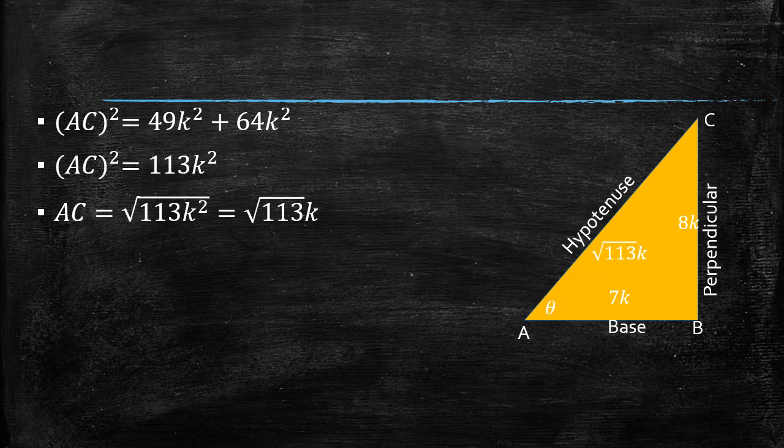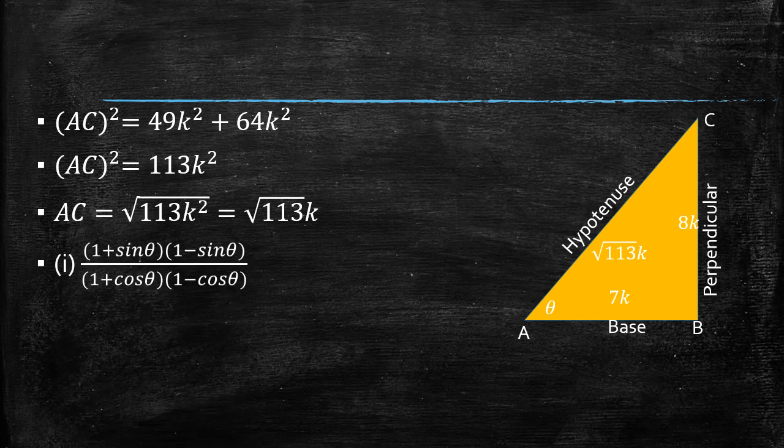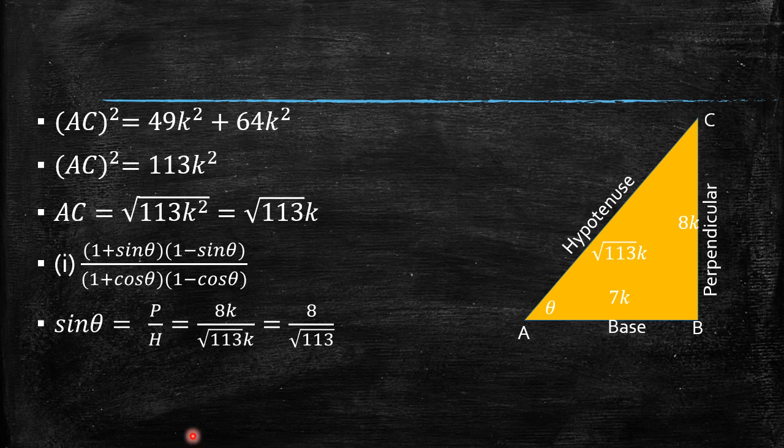So we can now find any of the 6 ratios. Here in the first expression, we have to find (1 plus sin theta)(1 minus sin theta) upon (1 plus cos theta)(1 minus cos theta). So we will find the value of sin theta and cos theta. Sin theta is perpendicular upon hypotenuse. So perpendicular is 8k and hypotenuse is under root 113 k. So k will cancel down, and you get 8 upon under root 113.